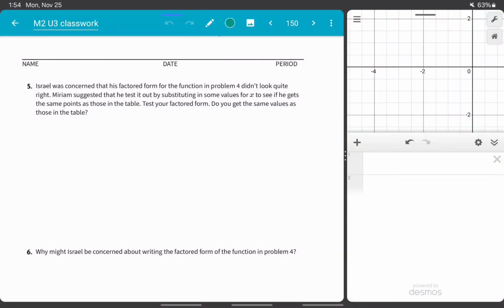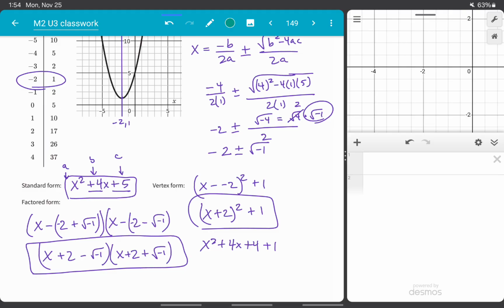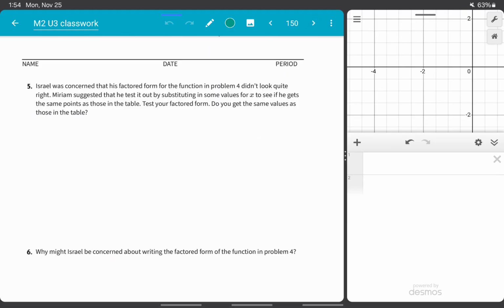Israel was concerned that his factored form for the function in problem 4 didn't look quite right. Well, that makes sense. I mean, look at this thing: x plus 2 minus square root of -1, x plus 2 plus square root of -1. How do we know that's right? Miriam suggested that he test it out by substituting in some values for x to see if he gets the same points as those in the table. Test your factored form. Do you get the same values as those in the table?